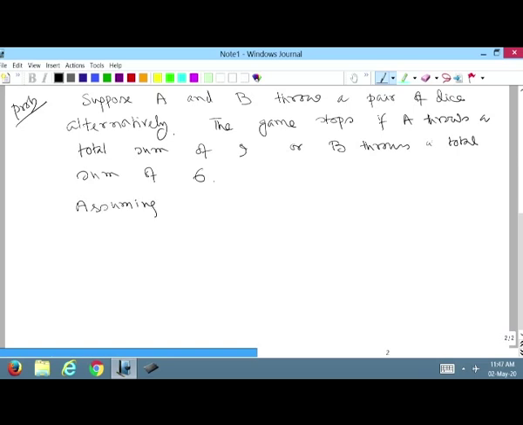Assuming A starts first, what is the probability that B finishes the game?